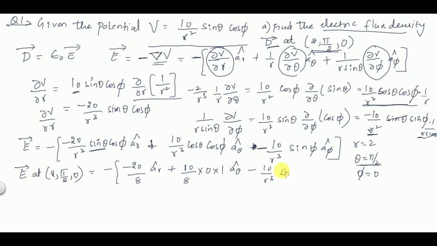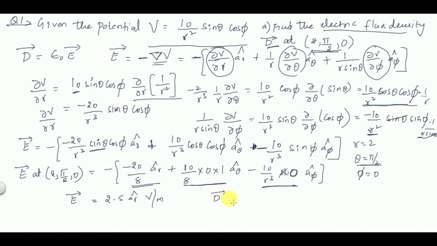minus 10 by R cube into sin phi. Sin phi is sin 0. So sin 0 is 0 only, a_phi cap. So this becomes 0. Because 0 into 10 by R cube is also 0, so this also becomes 0. So the only leftover is this. So it will be 10 by 4, that is 2.5, 2.5 a_R cap. So this is E bar. E bar is equal to 2.5 a_R cap, volt per meter.